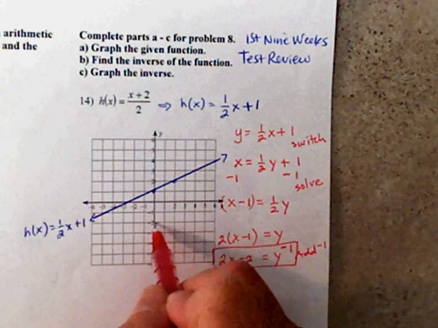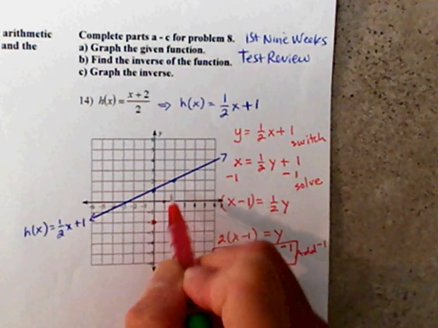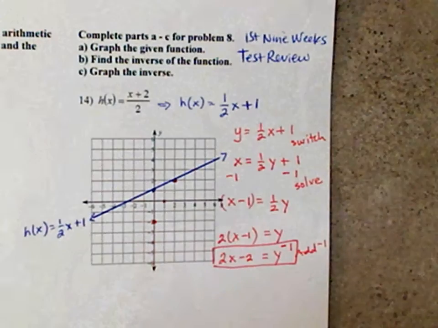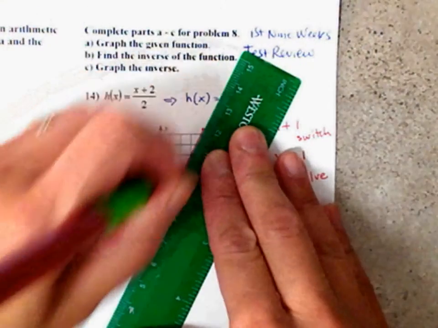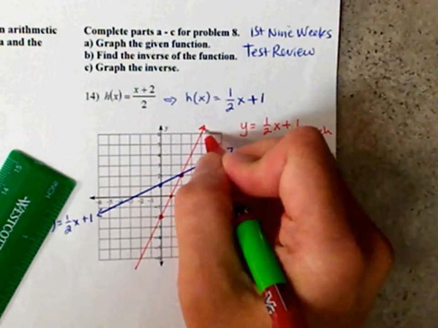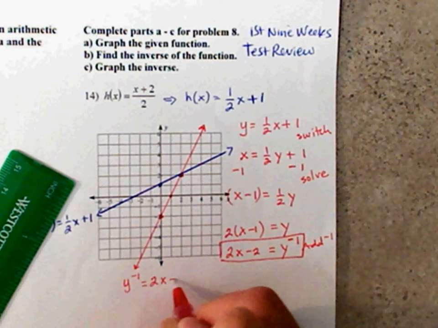Graph your inverse. Y is equal to 2x minus 2. You are at negative 2. Your slope is positive 2 over 1. And there you have your inverse line. So this is your inverse. f to the negative 1 is equal to 2x minus 2.